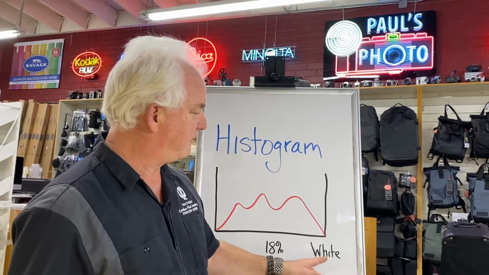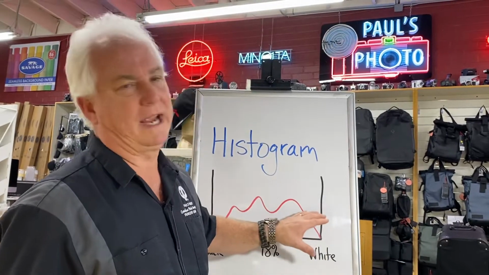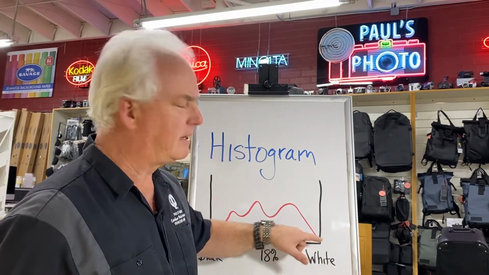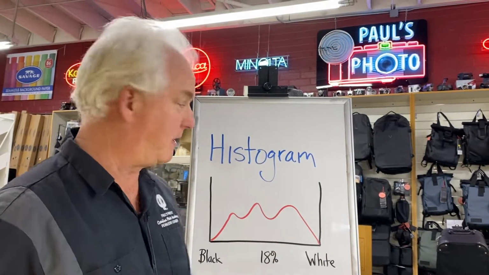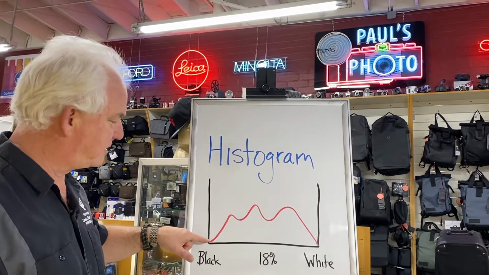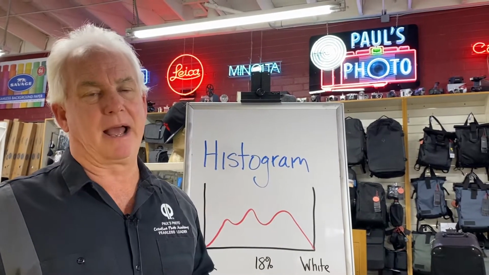The white end of the histogram, the right, that's white on the digital imaging chip. Whatever touches the right side will be white and can only be white. The left side of the histogram is black. Whatever touches the left side of the histogram is black and can only ever be black.